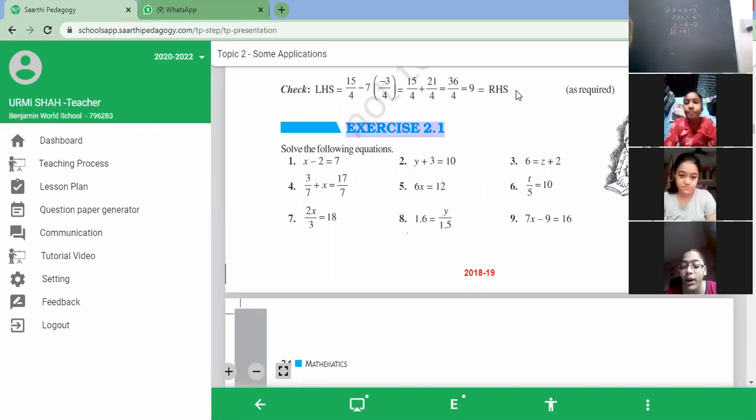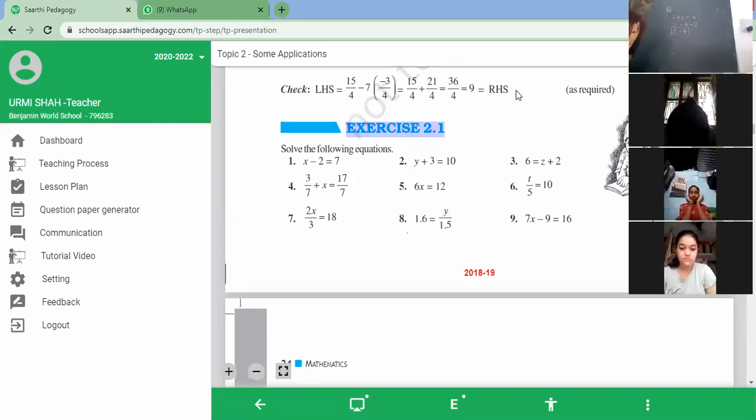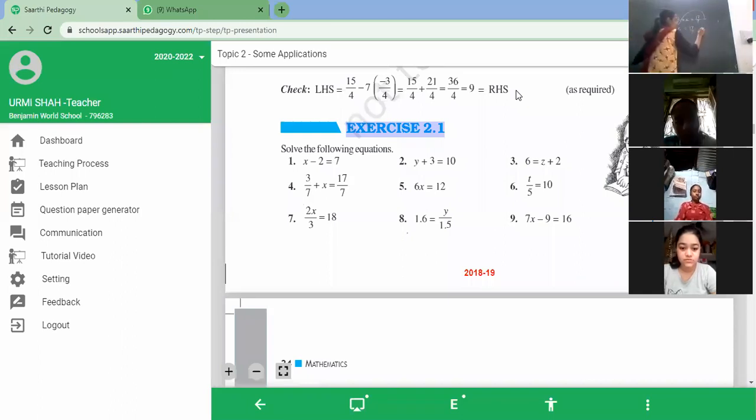Yes, ma'am. Understood? Now fourth question. 3 upon 7 plus x is equal to 17 upon 7. Okay, that is our question. Now we have to find out the variable. So x is equal to 17 upon 7. Now we are going to change the sign of this plus 3 upon 7. So it will become minus 3 by 7.